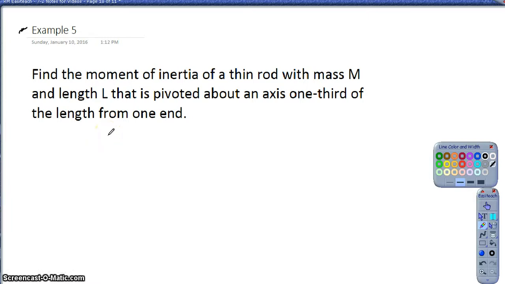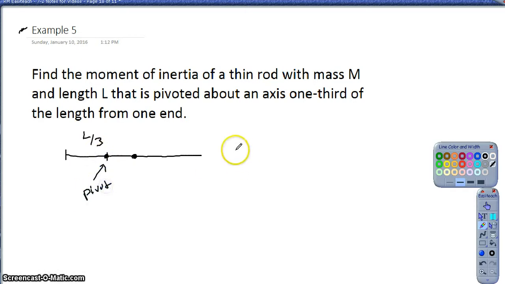So find the moment of inertia of a thin rod with mass m and length L that is pivoted about an axis 1/3 of the length from one end. Again, they're just choosing any random pivot point they want. So here's the center of mass. They're saying it's a length of 1/3 the length of the rod from one end. So it's coming here. That's closer to probably 1/4, I'll try to make that better. There we go. About L over 3. So the distance here is about L over 3, and we're pivoting it around this point here.